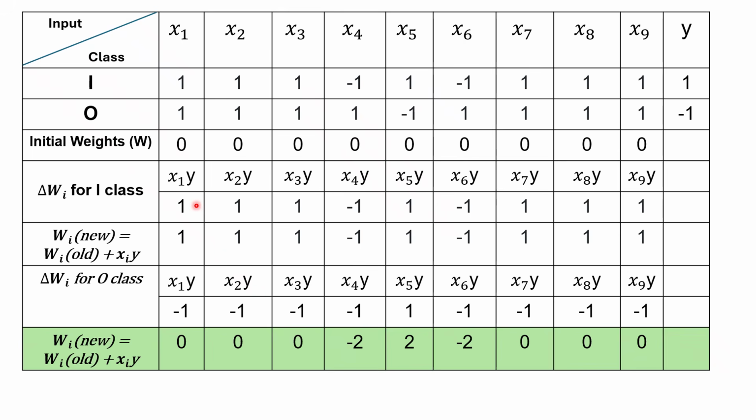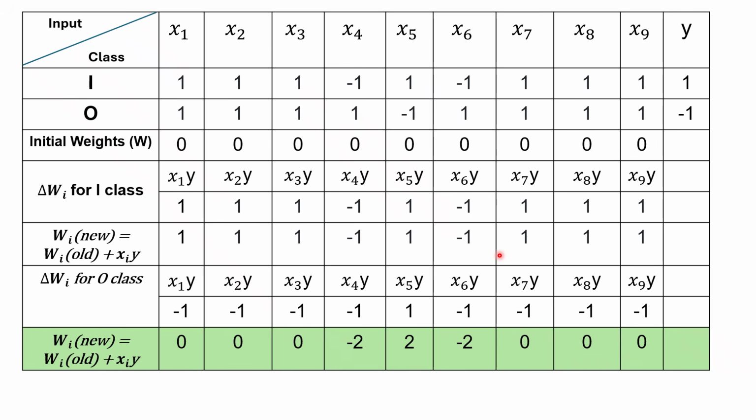So 0 plus 1 gives us 1. Similarly, 0 plus 1 is 1, 0 plus 1 is 1, 0 plus minus 1 is minus 1, 0 plus 1 is 1, and so on. And this is the updated weight for class I.